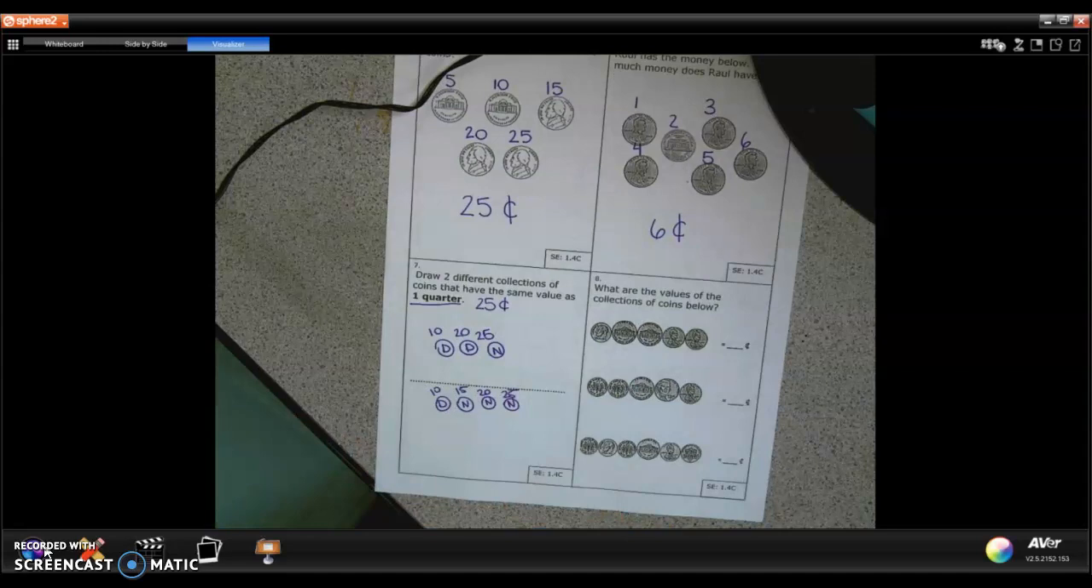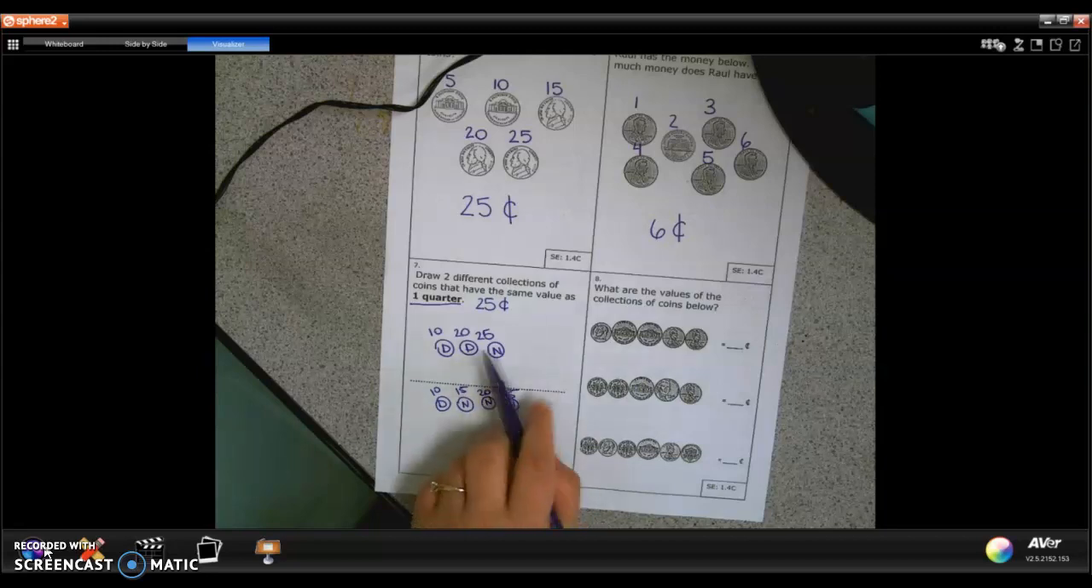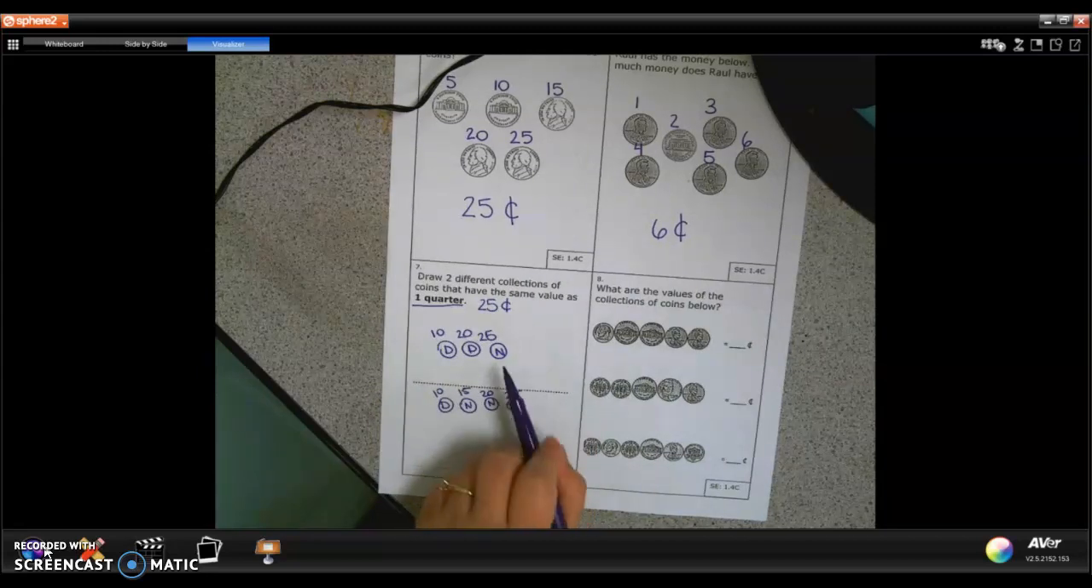I could represent it with a dime and then 15 pennies. I could break up this nickel and do dime, dime, and 5 pennies. There are different ways I could represent 25. I could represent it with 5 nickels.